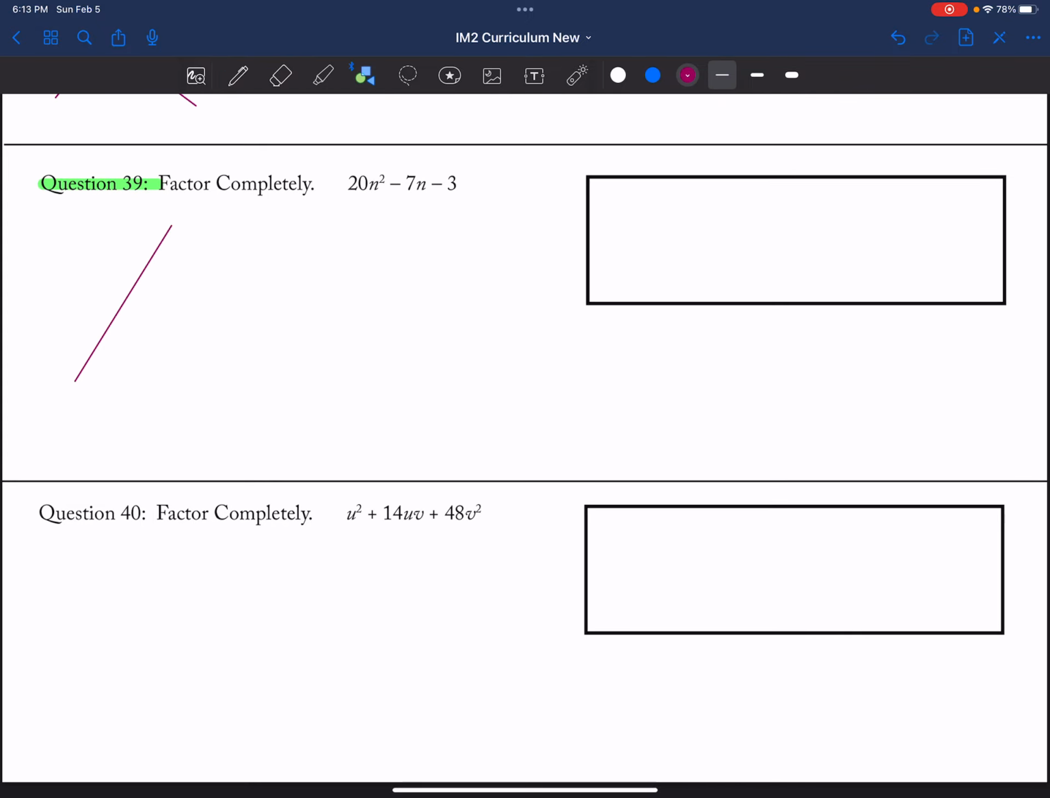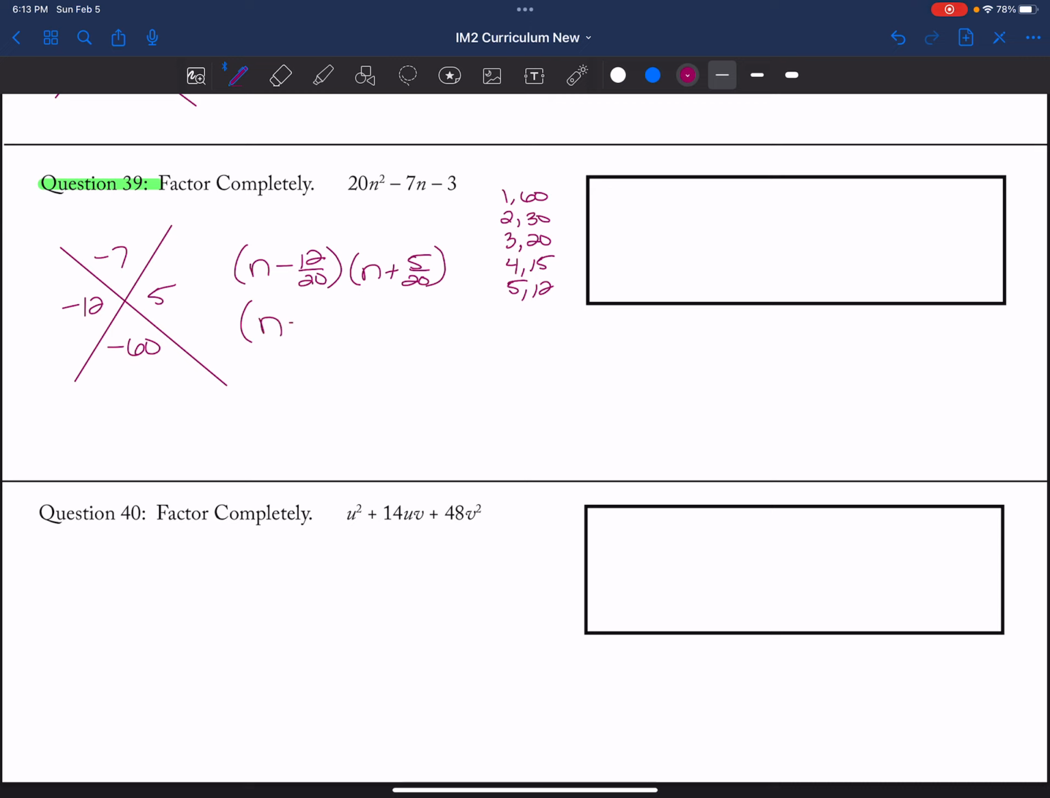39. Negative 7 on the top, negative 60 on the bottom: 1 and 60, 2 and 30, 3 and 20, 4 and 15, 5 and 12, so negative 12 and positive 5. So then n minus 12 over 20, and then n plus 5 over 20.